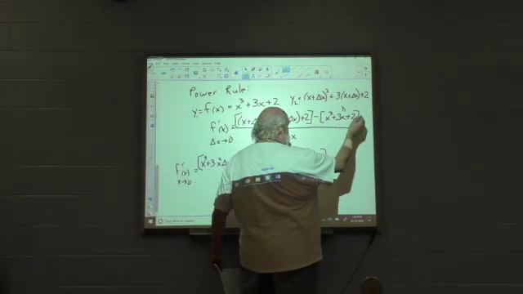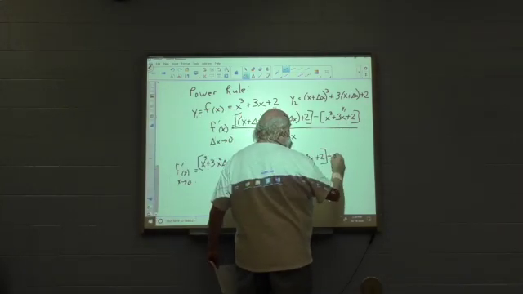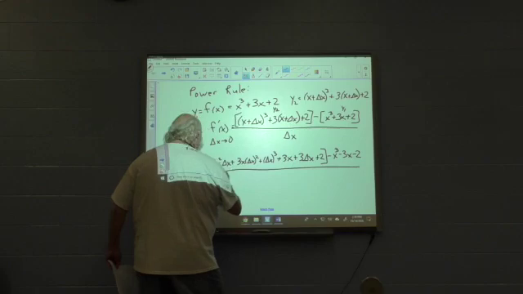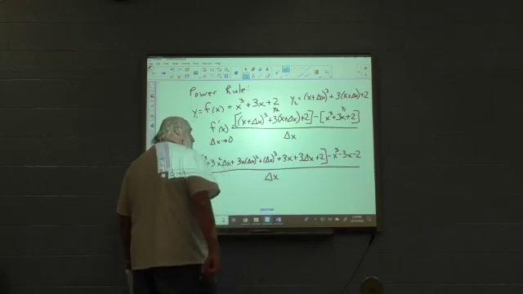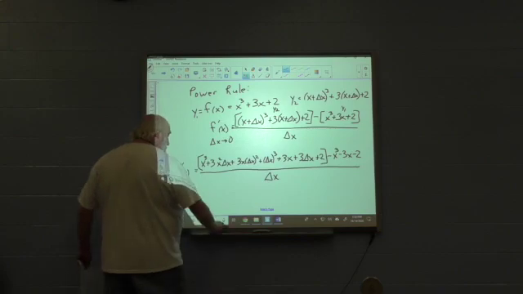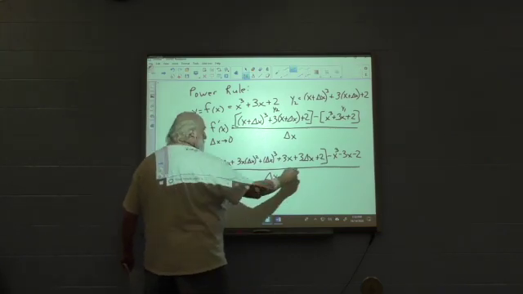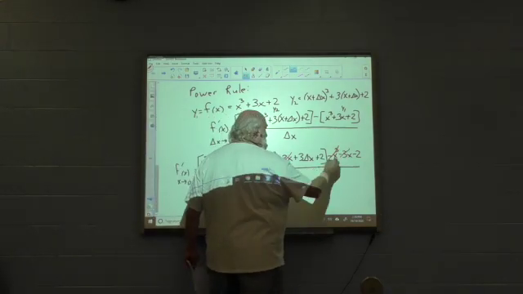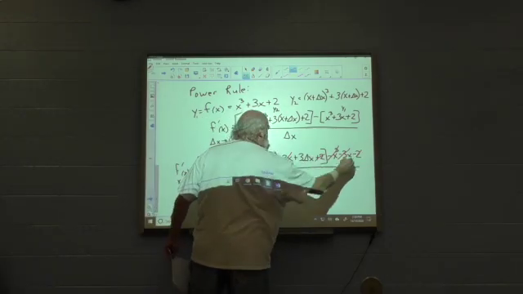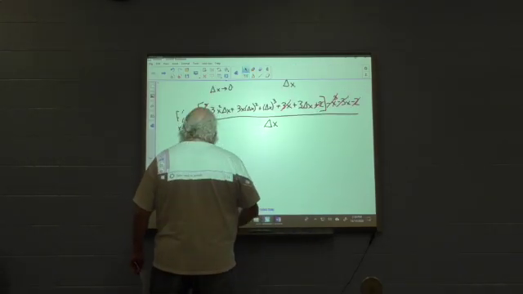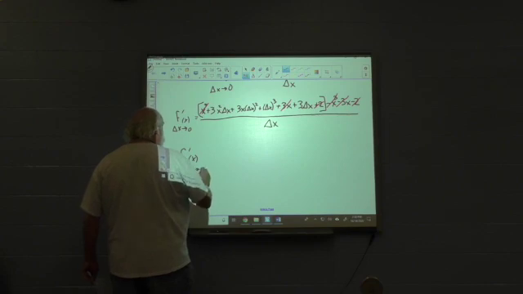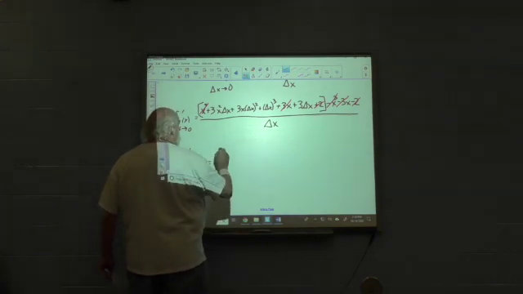minus, and I'll go ahead and change the signs of each of these, so minus x cubed minus 3x minus 2 all over delta x. Well, we can see right now that we're going to have things canceling out. The x cubed is going to cancel out the negative x cubed. The 3x is going to cancel out the negative 3x, and the positive 2 is going to cancel out the negative 2.